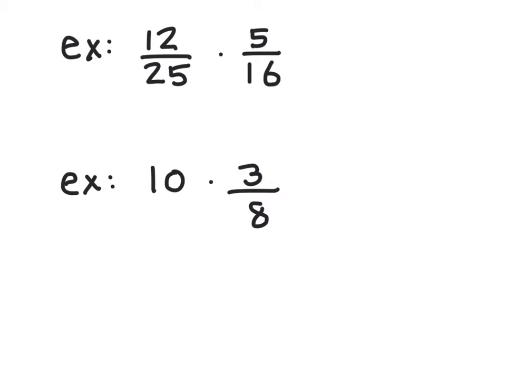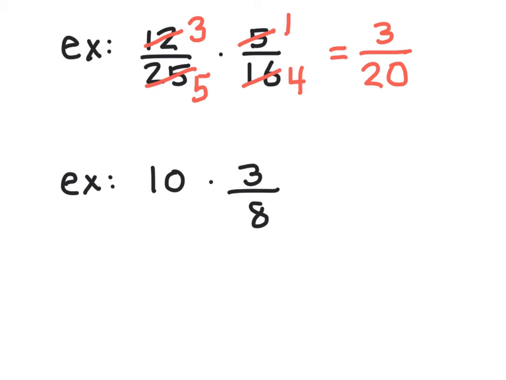All right, welcome back from pausing the video. 5 goes into 25, so I can cancel a 5 out of both. 5 goes 5 times into 25, 1 time into itself. Now for 12 and 16, 12 doesn't multiply into 16, but they do share a common factor, 4. 4 will go into 12 3 times, and 4 will go into 16 4 times. And now I'm going to multiply. So 3 times 1 is 3, 5 times 4 is 20.